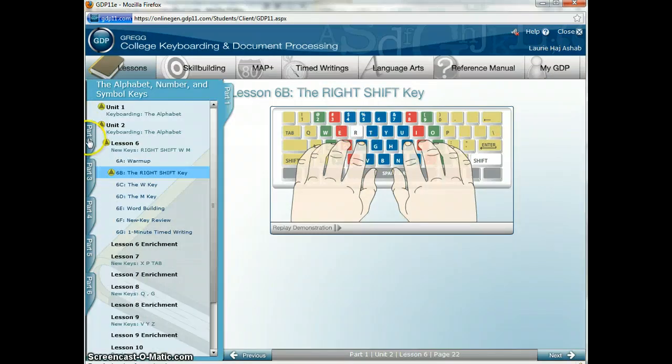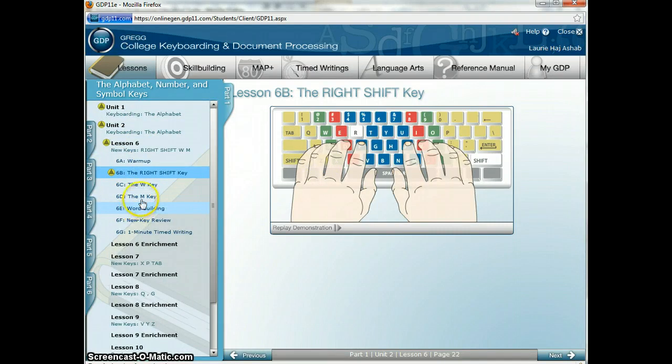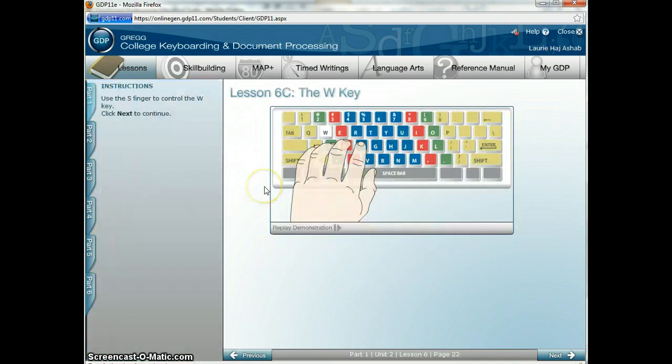And the next section is the W key. The W key, you're going to be reaching up with your S finger. So it's W, W, W. Okay, another demonstration. W, W, W.